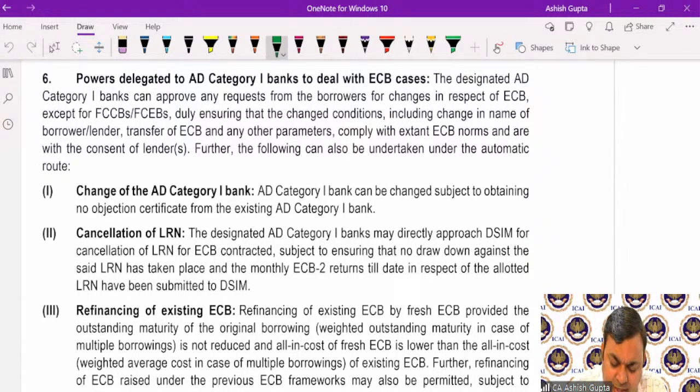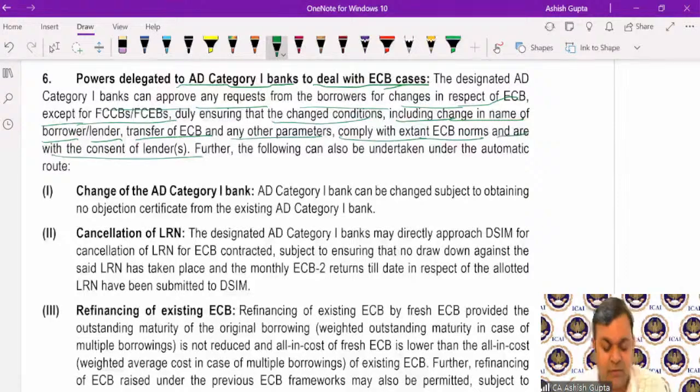Point number 6. Power delegated to AD category 1 to deal with ECB cases. The designated AD category 1 banks can approve any request from the borrower for change in respect of ECB, except for FCCBs and FCEBs, duly ensuring that the changed conditions, including change in the name of the borrower, lender, transfer of ECB, and any other parameter, comply with the extant ECB norms and are with the consent of the lender. You need to take the approval of the lender.